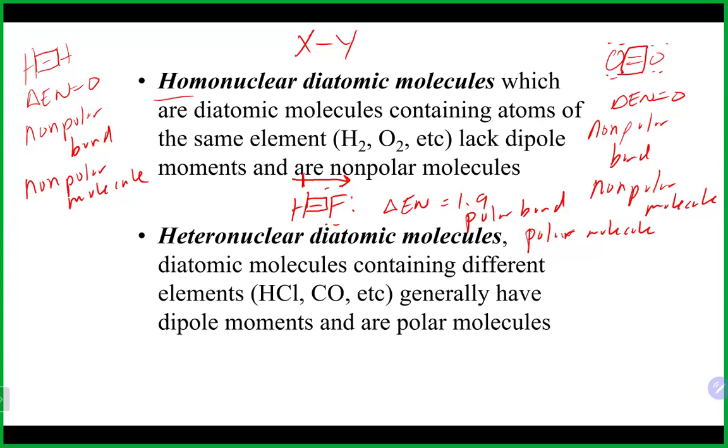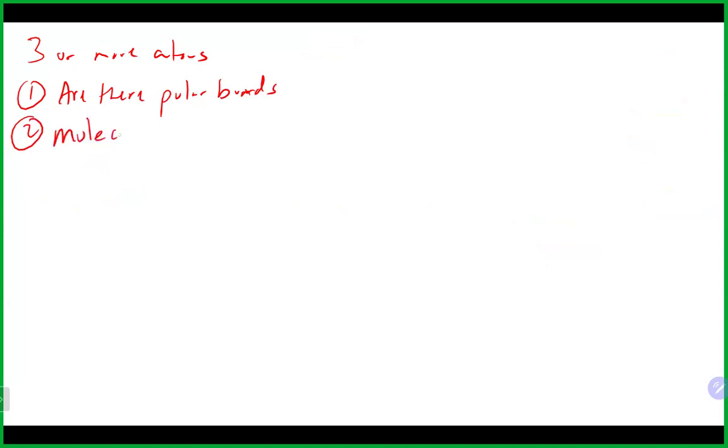If everything was that simple, that would be great, but it's not. When you get to three or more atoms involved, you actually have to look at two different things to determine whether a molecule is polar or nonpolar. You have to look at, again, are there polar bonds? And you also have to look at the molecular geometry. That's the shape that we talked about.